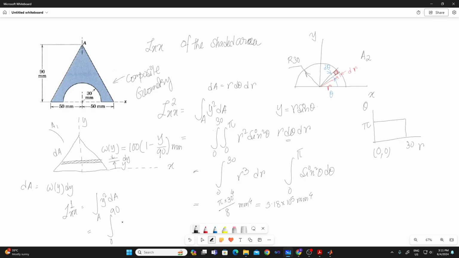Okay, now this is y squared, then w of y dy. That's it. So solve this one and get the Ixx value for the triangle.